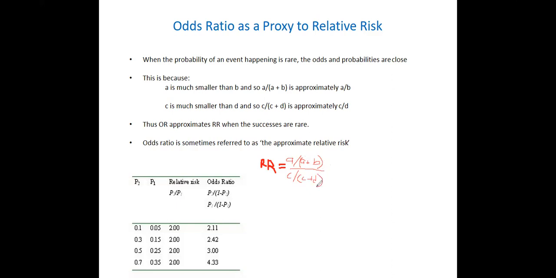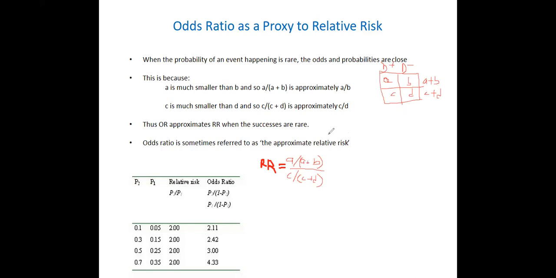Now, when the disease is rare, in that 2x2 table, A is the one that has the disease. A are the people that are diseased and exposed. This is B, this is C, this is D. Here A plus B is the total horizontal, the number of people that are exposed. This is C plus D. This column is disease, yes, and this is no disease.